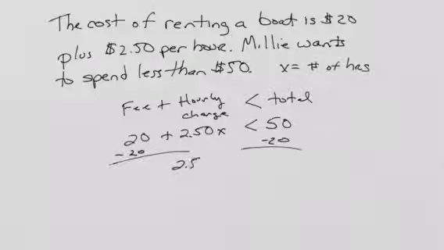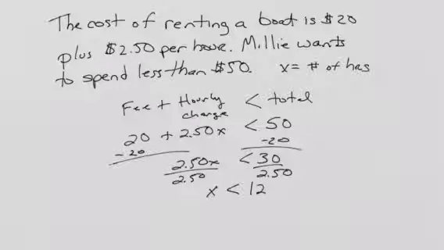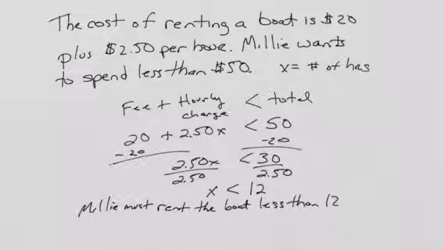and you'll get 2.50x is less than 30. You'll divide both sides by 2.50, and then you'll use your calculator and you'll figure out that X is less than 12. So Millie must rent the boat less than 12 hours if she wants to keep under her $50.